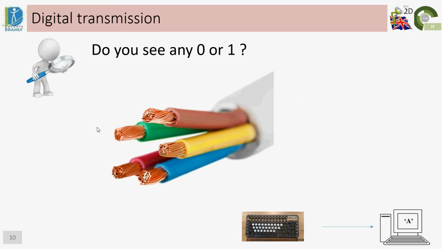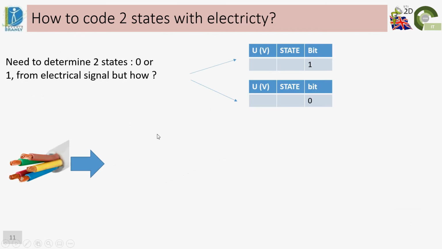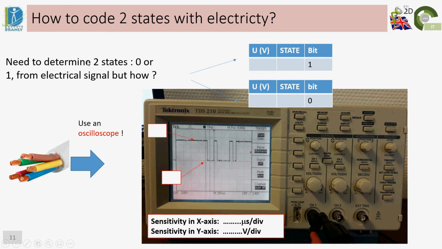Digital transmission. Do you see any 0 or 1? Of course you don't. There is no 0 or 1, really. In fact, it's all electrical signal. So you need to determine two states, 0 or 1, from an electrical signal. But how? So you will use an oscilloscope, and an oscilloscope will help you to watch the signal more accurately, plus précisément.